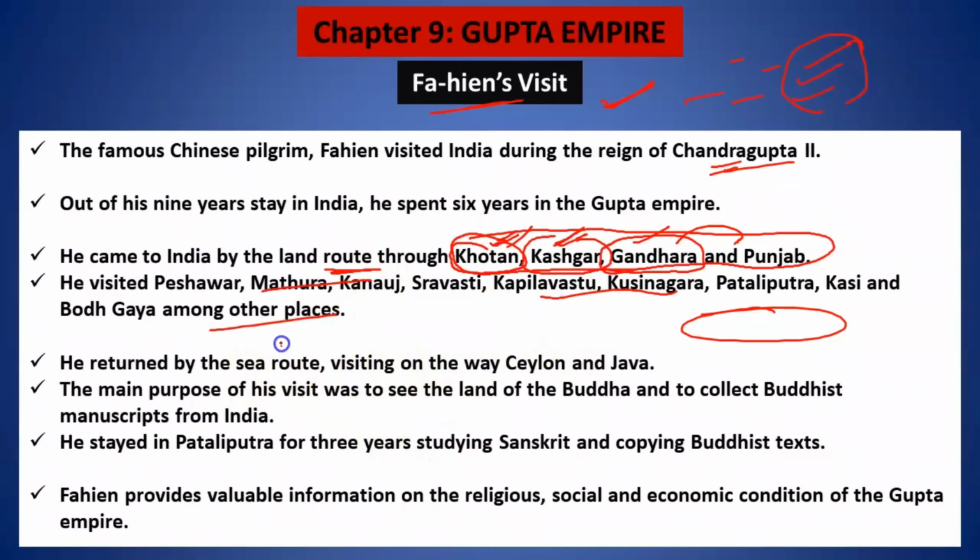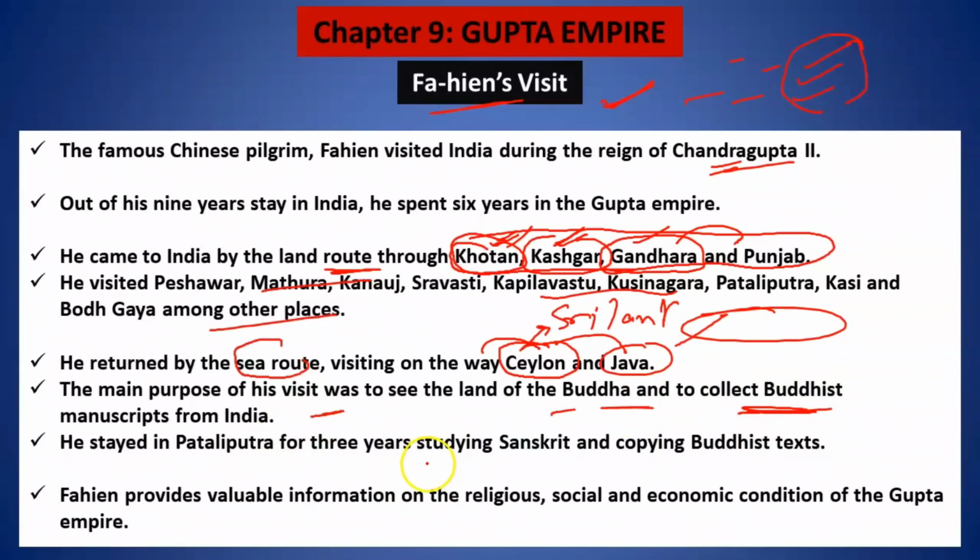But while going back, he went through the sea route. First he visited Ceylon, then Java, and then back to China. For those who do not know, Ceylon is Sri Lanka, and Java is an island. As I have already told you, he came here to see the land of Buddha and to collect information about Buddhism. The problem during this time was that during the Gupta period, Sanskrit and Brahmanism were becoming predominant. So he stayed in Patliputra for 3 years. He studied Sanskrit, copied those texts into his language, and then went back.